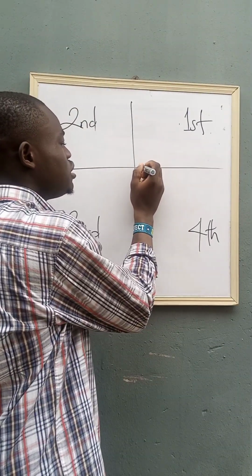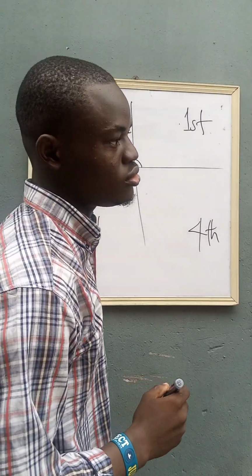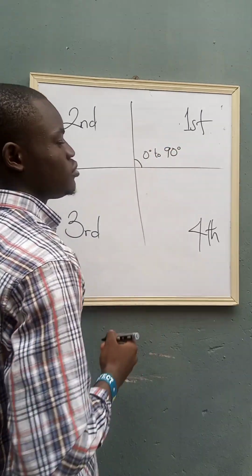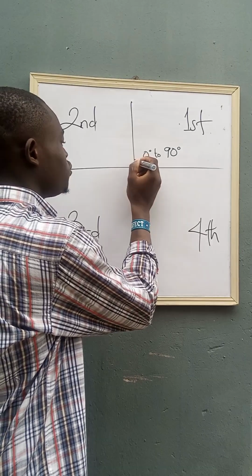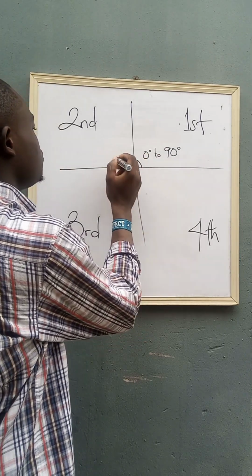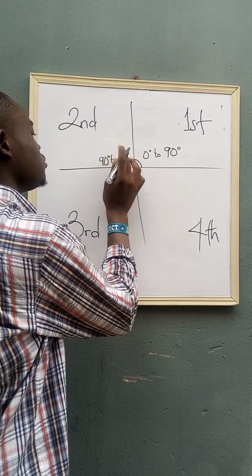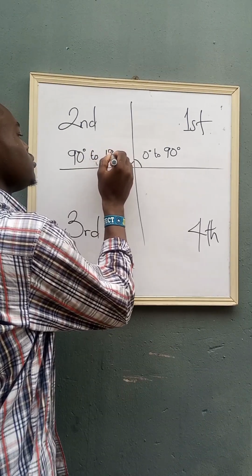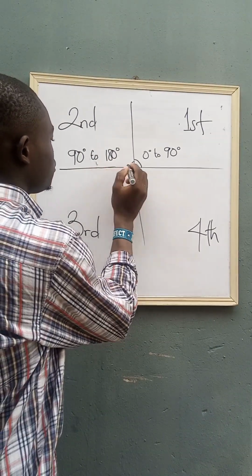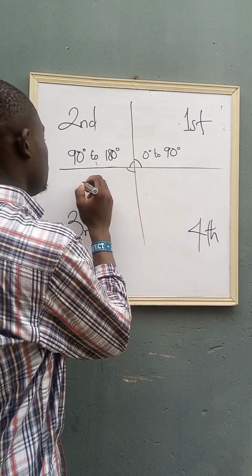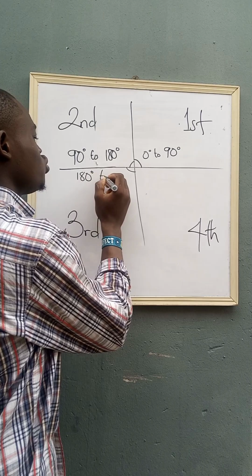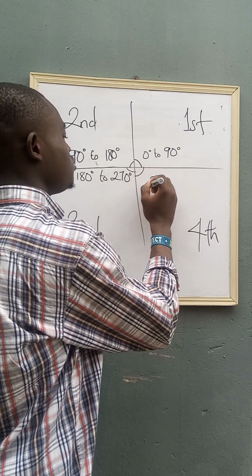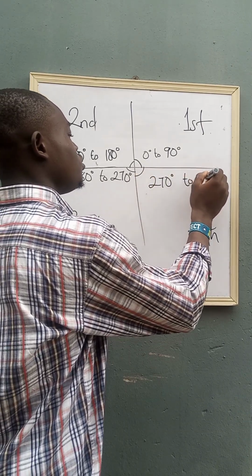Yeah. Now what happens in the first quadrant? The first quadrant ranges from 0 to 90 degrees. The second quadrant ranges from 90 degrees to 180 degrees. The third quadrant ranges from 180 degrees to 270 degrees. The fourth quadrant ranges from 270 degrees to 360 degrees.